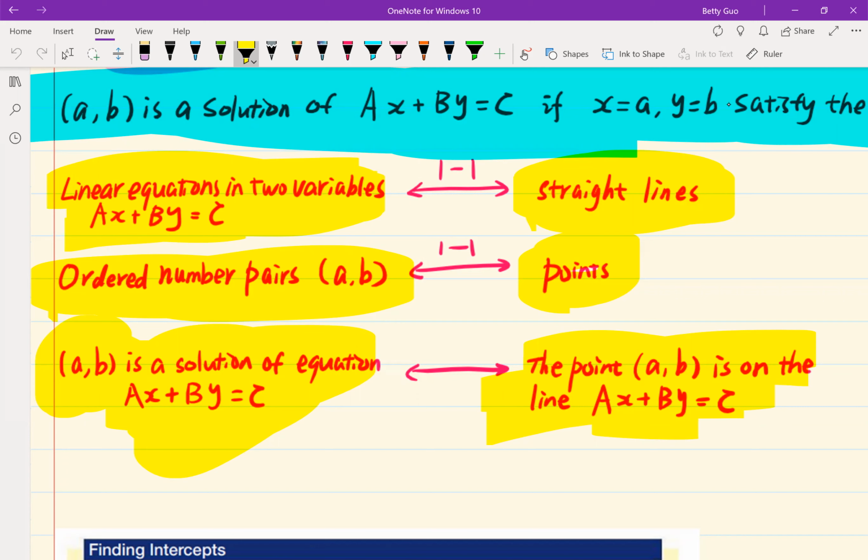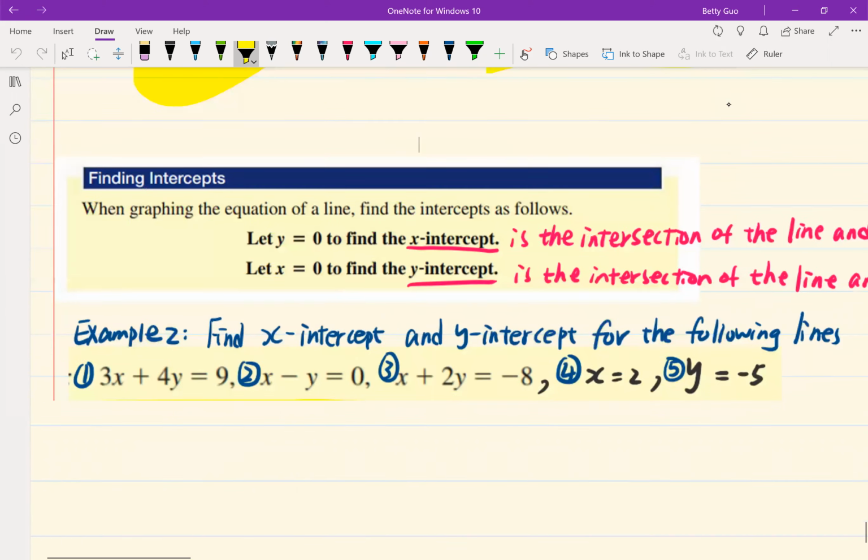Straight lines are the geometric form of linear equations in two variables. Linear equations in two variables are the algebraic form of straight lines. They are the same thing in two different forms.